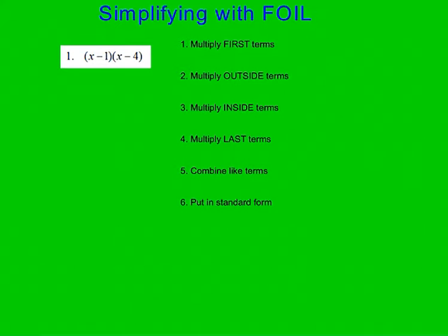So let's start by doing this one by FOIL. You multiply the first terms, so I have x times x. x to the first times x to the first gives me x squared. Then you multiply the outside terms. I take negative 4 times x, which is negative 4x. Then I multiply the inside terms, which is negative 1 times x, so that's negative 1x. And then multiply the last terms, which is negative 1 times negative 4, which gives me a positive 4.